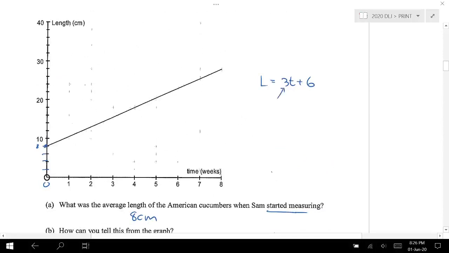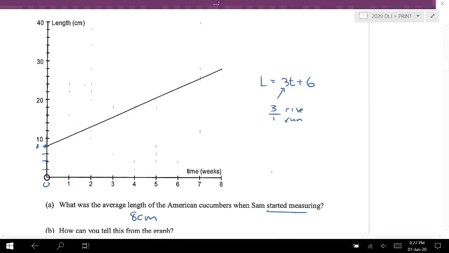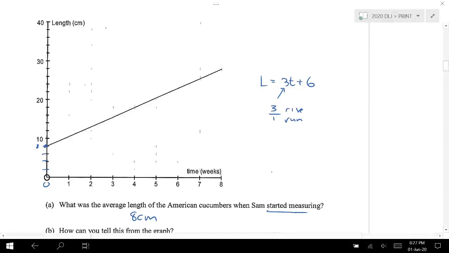So this number here is our gradient. I always make it into a fraction, so 3 rise for every 1 run. I might just do this with a different pen, so we'll go green. So it intercepts at 6, and then one way of drawing your graph is to go over 1, up 3. Well, this is tricky to do on here because you've got to think 1, 2, 3. So it's going to be more like there.